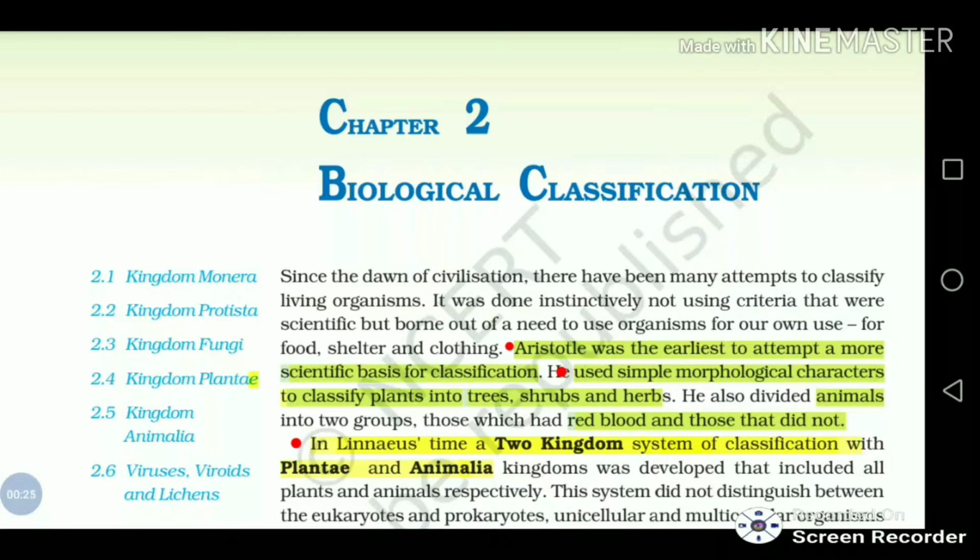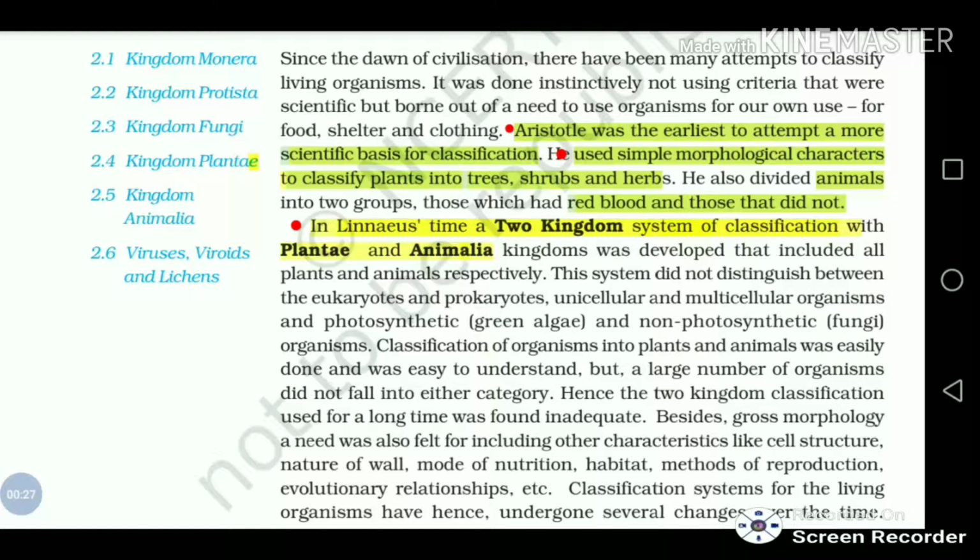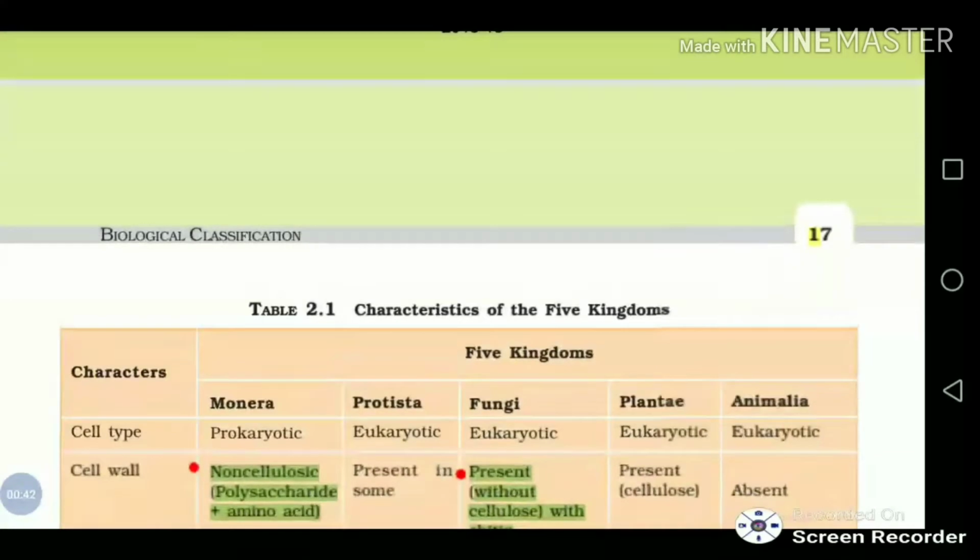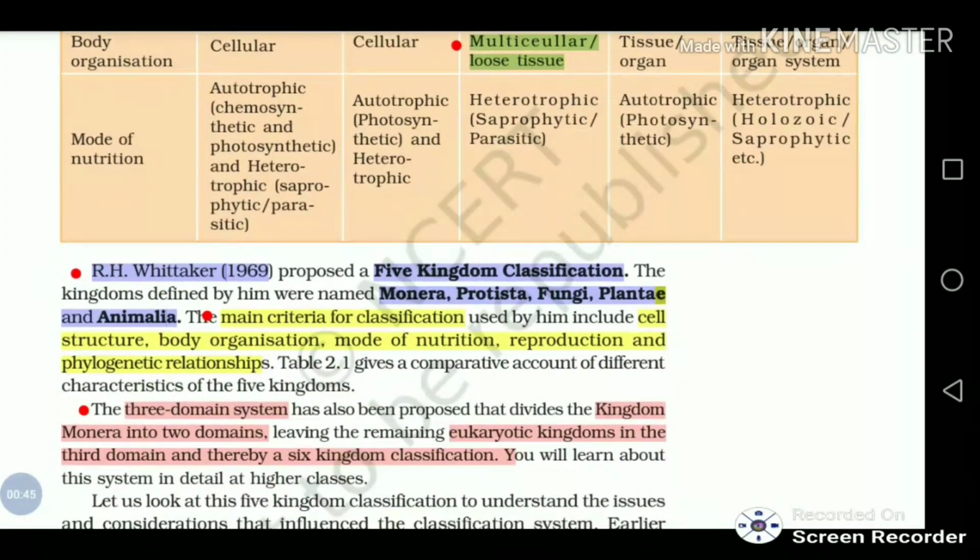The next point is Linnaeus, who gave the two kingdom classification as plants and animals, but it couldn't distinguish between eukaryotes or prokaryotes, or unicellular and multicellular. Hence it became inadequate to classify various organisms. Hence came the five kingdom classification by Whittaker in 1969, giving Monera, Protista, Fungi, Plantae and Animalia. The main criteria for classification were cell structure, body organization, mode of nutrition, reproduction and phylogenetic relationships.